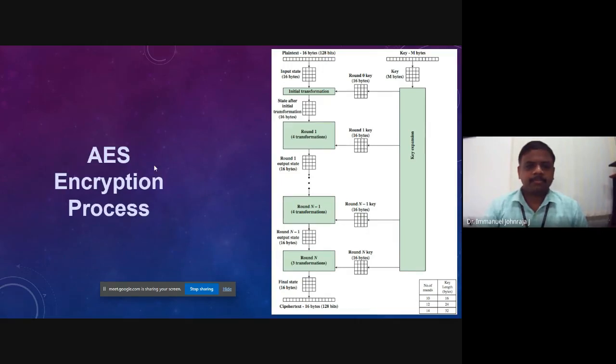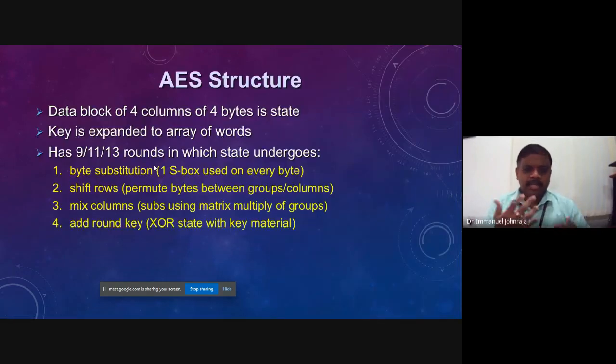Moving on. So in general, the AES structure is: the data block of 4 columns or 4 bytes is a state, as I have just mentioned. I'm reading and explaining to you. Key is expanded as an array of words. So every round key is expanded and supplied for every round. It has 9 or 11 or 13 rounds, sometimes 9 rounds, 10 rounds, 11 rounds, and so on. But in every round, as I said, there are 4 transformations happening.